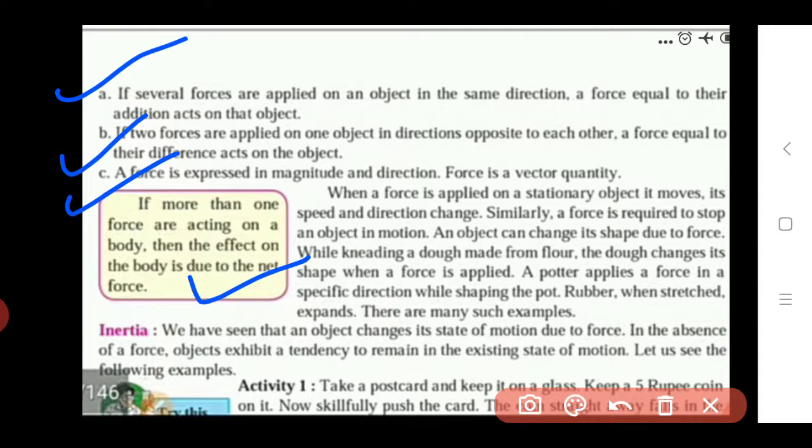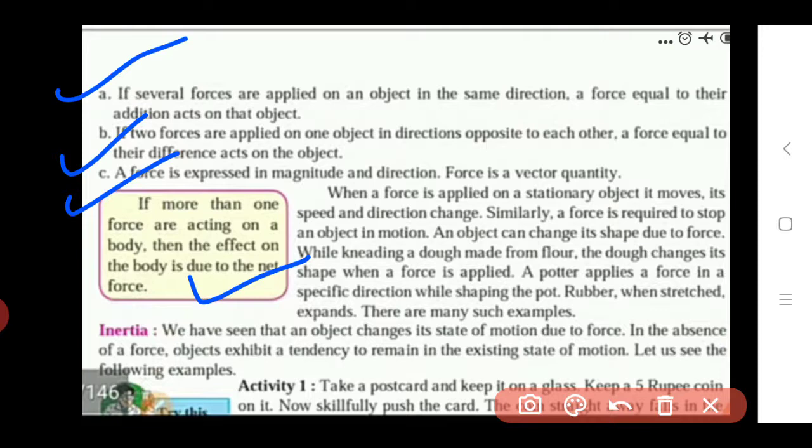When a force is applied on a stationary object, it moves. Meaning, when an object has been placed at one place for a longer time and we apply force on that stationary object, its speed and direction change. Similarly, a force is required to stop an object in motion. Meaning force is required in both cases. When the object is stationary, by applying force we can put that object in motion, and when the object is in motion and we have to stop it, then we have to apply force there also.